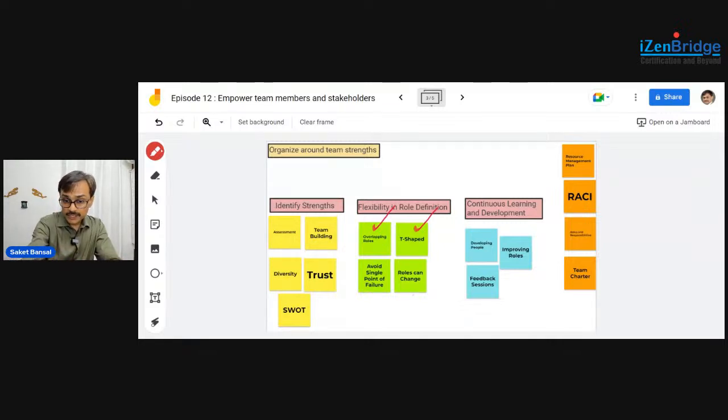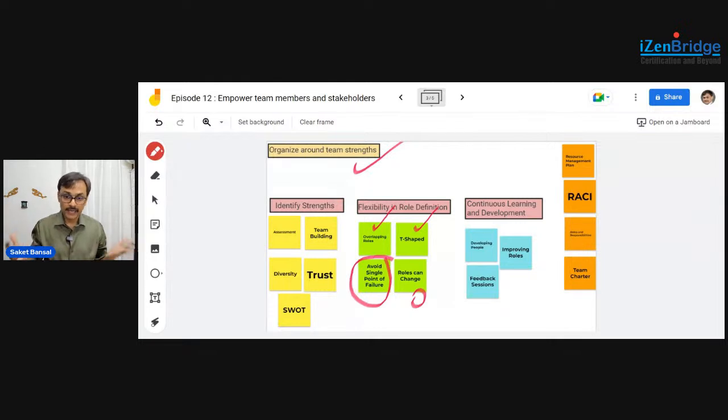Roles can change over a period of time, so we are flexible in role definition because my idea is to organize around team strength. Some people may acquire new strengths. We may need to give them the opportunity to apply those strengths in our work and take maximum benefit for the project. And I need to avoid a single point of failure, which means I should not have a situation where one person can only do one type of work. That can create a problem for my whole team, because my goal is that I take care of the whole team together. Now, these things are not a one-time job.